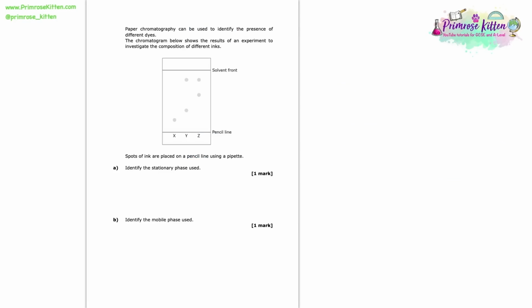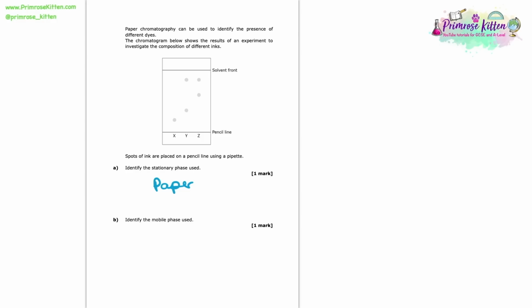Paper chromatography can be used to identify the presence of different dyes. The chromatogram below shows the results of an experiment to investigate the composition of different inks. Spots of ink are placed on a pencil line using a pipette. Here we're asked to identify the stationary phase used. Now this is another one of those little facts that we're expected to know. Paper chromatography uses the stationary phase of simply paper. By stationary phase, we literally mean the component of this chromatography which remains stationary. That is the paper, because the paper just stays there while the mobile phase moves through the paper.